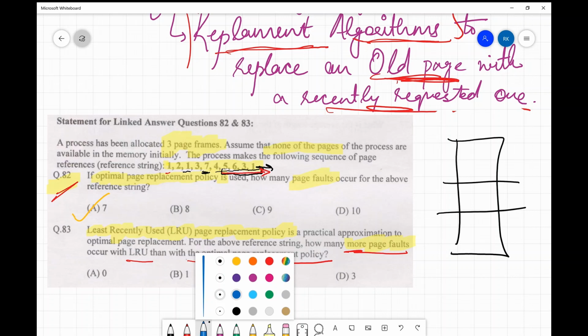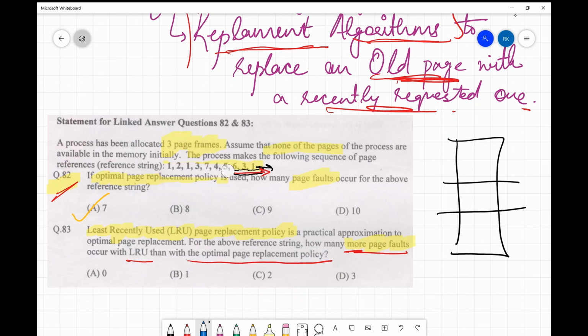First of all, in the same manner, we are going to insert 1 and 2. 1 and 2 I've inserted, so 2 page faults for this. Then 1 again, so a page hit. Then 3 I'll insert in the same manner, 3 page faults. Then 7. Now when I insert 7, I have to replace the least recently used page.